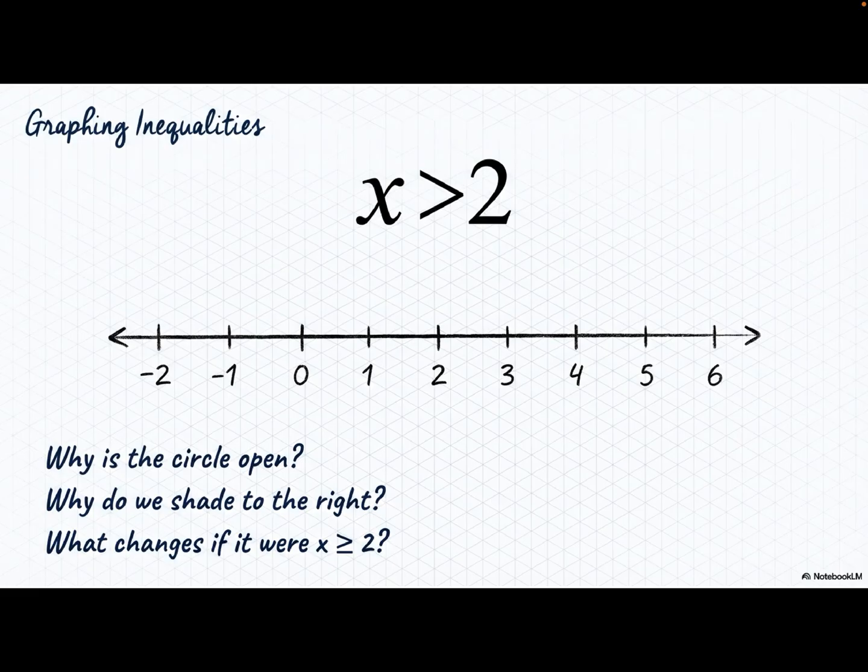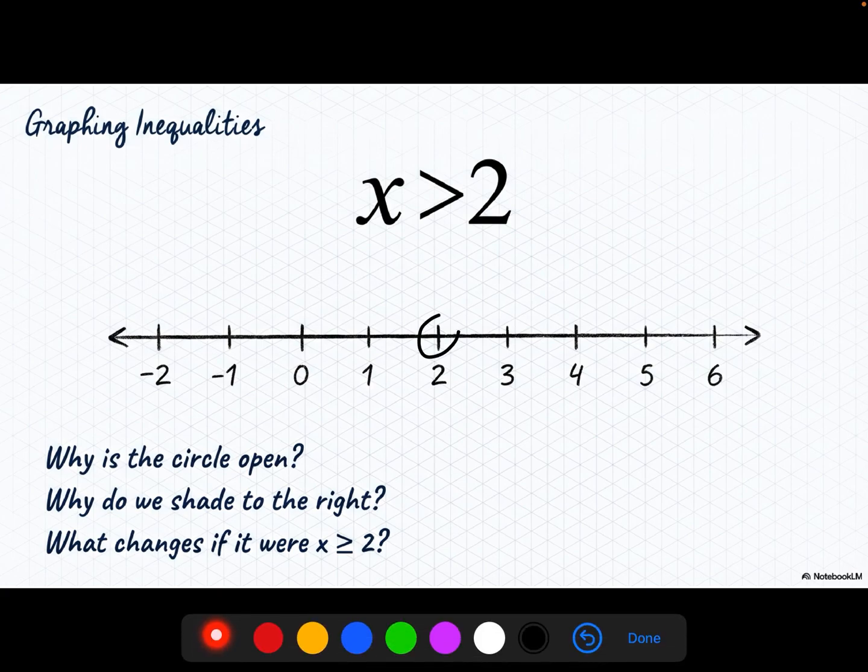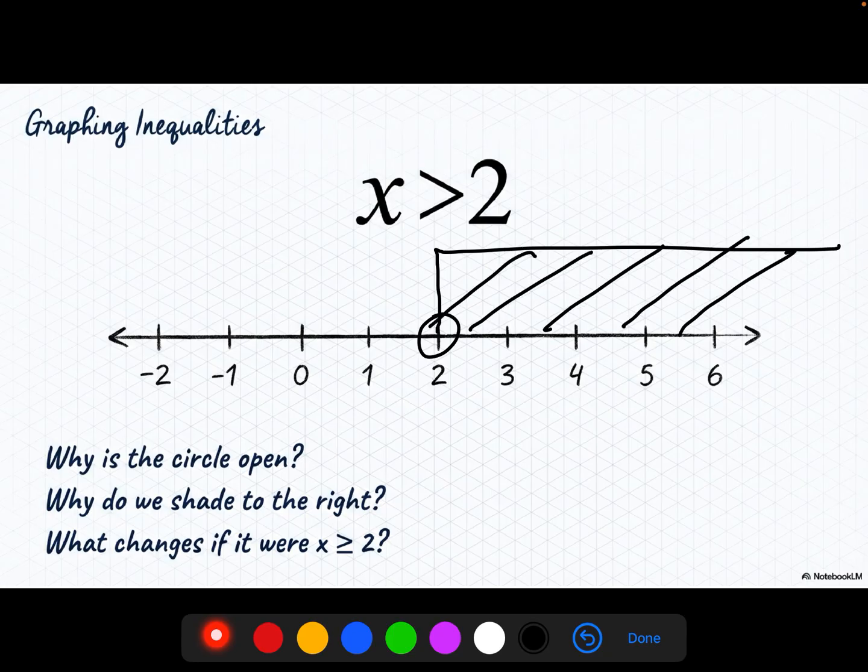Now the graph. Because it's greater than, we use an open circle at 2. Open circle means 2 is not included. Then we shade to the right because values bigger than 2 go right. If it were greater or equal, then the circle would have been closed because it also included 2, but this is not the case.